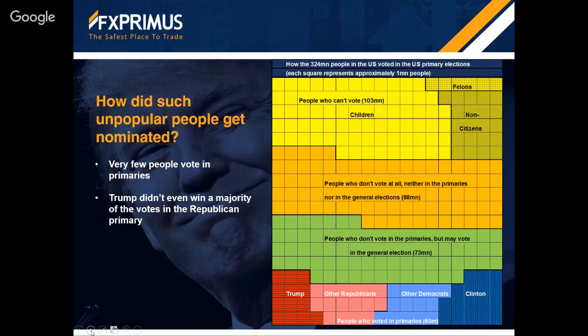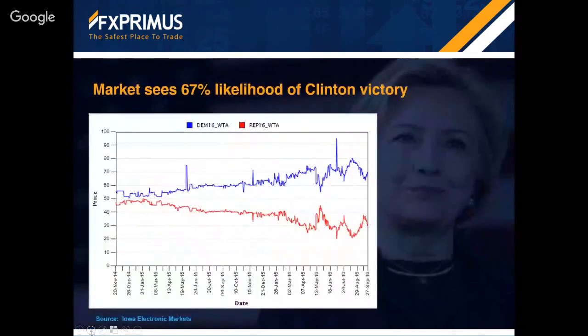they didn't win that much in the primary. Clinton at least won a majority of the people who voted in the primaries. Trump didn't even win a majority among the Republicans in the Republican primaries. He just won a plurality. There were so many candidates. He won the most votes, but it wasn't even a majority. So very unpopular people as candidates.